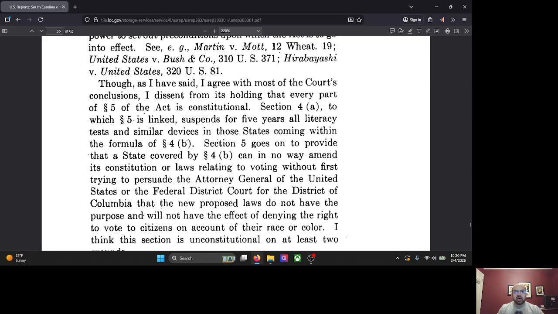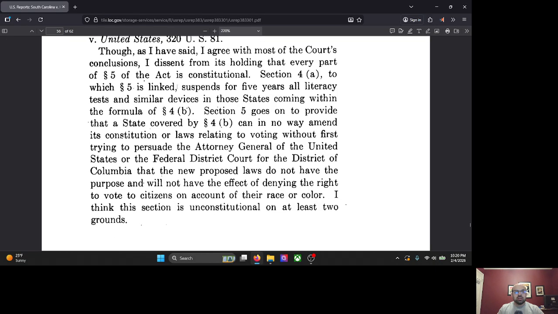Though, as I have said, I agree with most of the court's conclusions, I dissent from its holding that every part of subsection 5 is constitutional. Section 4A, to which subsection 5 is linked, suspends for 5 years all literacy tests and similar devices in those states coming within the formula of subsection 4B.